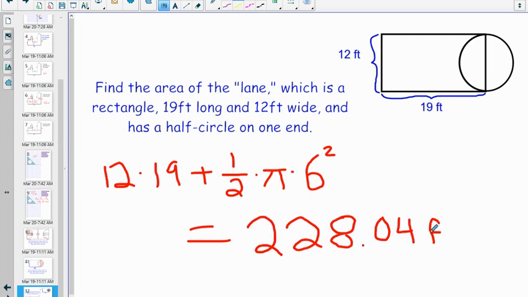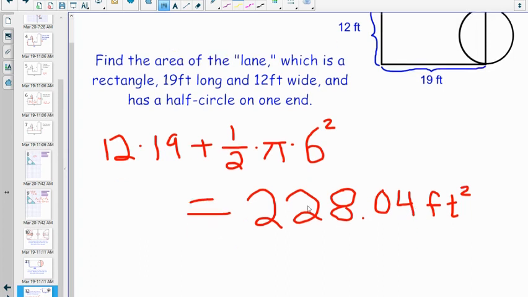And in this case, because all of my measurements are in feet, I've just found an answer that is in square feet. 228 square feet, which sounds like a lot, but next time you're on a basketball court, actually measure out what 1 foot looks like, and you realize that 1 foot isn't that big compared to the whole thing.